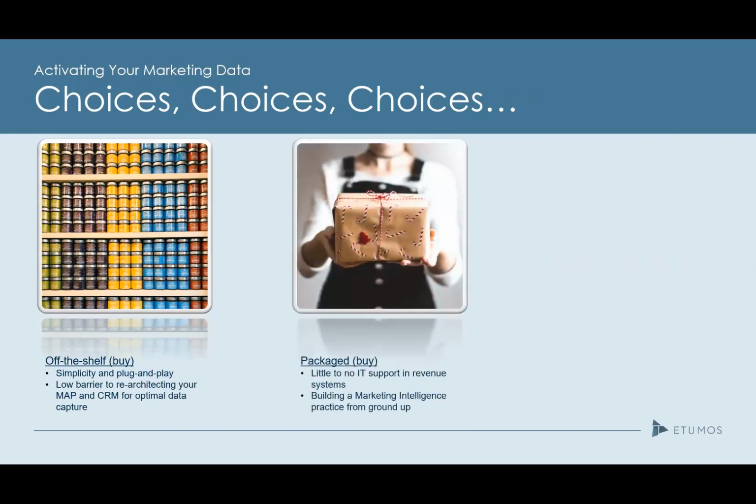There are more packaged solutions, right, that require little or no IT support. Those are going to be your Domos and some of the CDPs. I know Caliber Minds has some capabilities in that arena, right? And I would typically recommend people start with something like this if you have little or no IT support in revenue systems, or you're building a marketing intelligence discipline ground up.